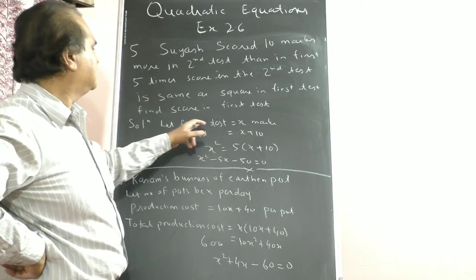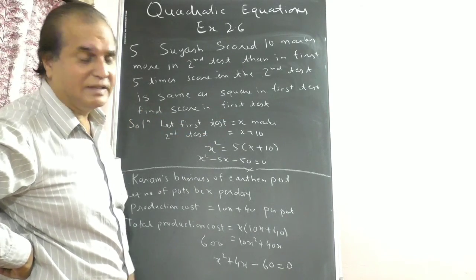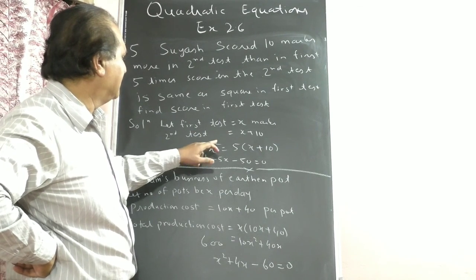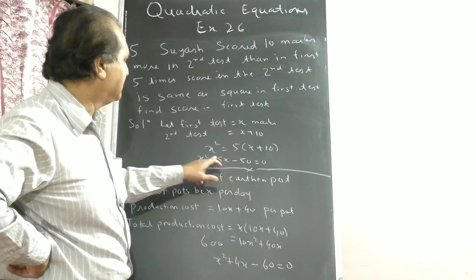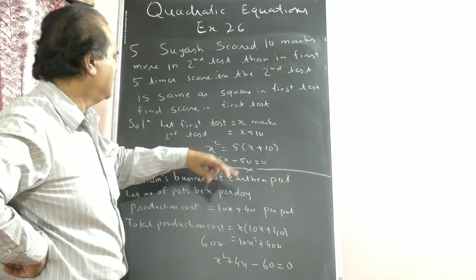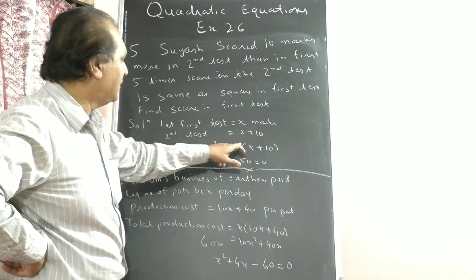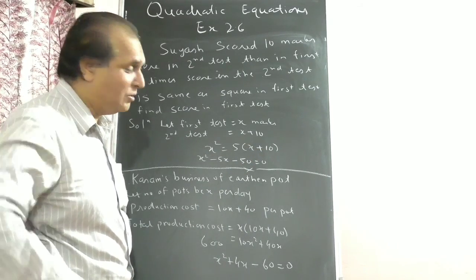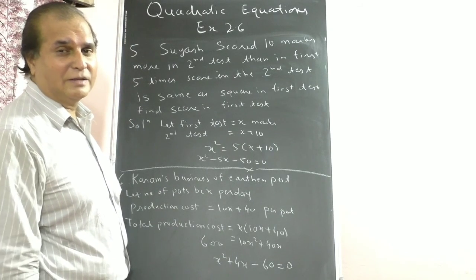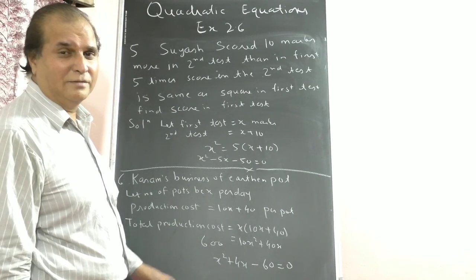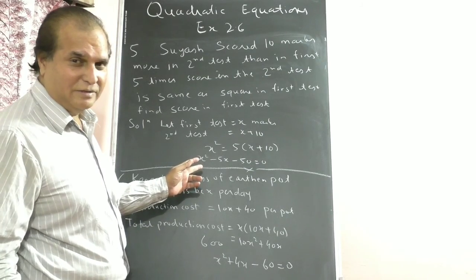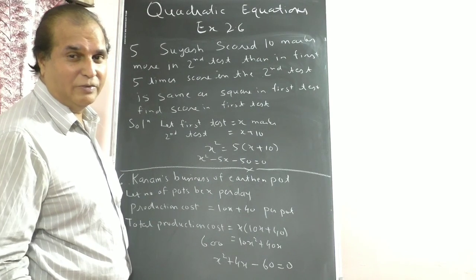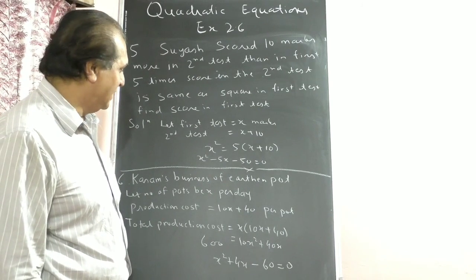Simple sum. Let first test be x, second test x plus 10. Okay, so x square, second condition, 5 into second test x plus 10, equal to 5x plus 50. Shifting this side, x square minus 5x minus 50 equal to 0. And the factors are very simple. I am not going to tell. Two numbers, multiply to minus 50, add to minus 5. And very easy numbers, you should know that.